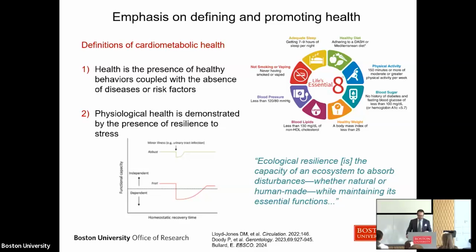And so we have focused on a different set of phenotypes of metabolic health, which can be characterized as phenotypes of resilience. And this idea of resilience as representing optimal function of a system is not unique to cardiology or to medicine. In fact, in ecological sciences, resilience is defined as the capacity of an ecosystem to absorb disturbances while maintaining essential functions. And that's really the job of human physiology as well.